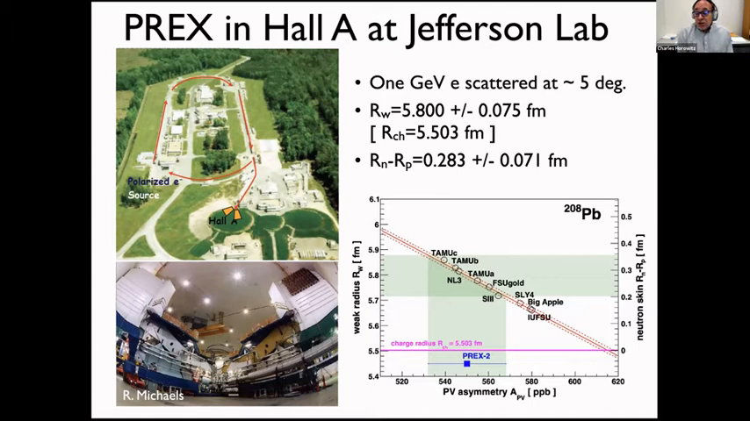And so we can use that correlation to extract the weak radius. So that's the distribution of weak charges, which is mostly the distribution of neutrons. And so we can also get the neutron radius, or in particular, the neutron radius minus the proton radius, which we call the neutron skin. And so that's plotted on the right-hand y-axis.